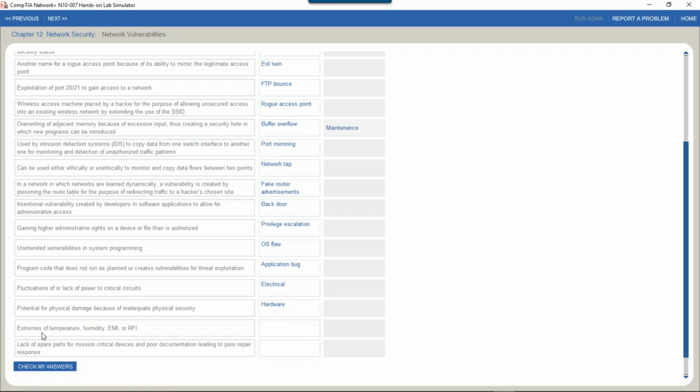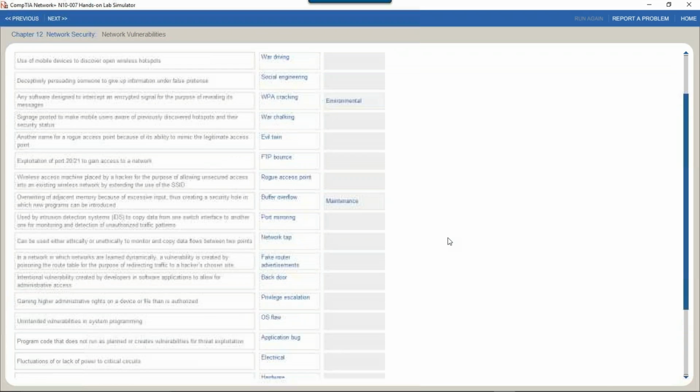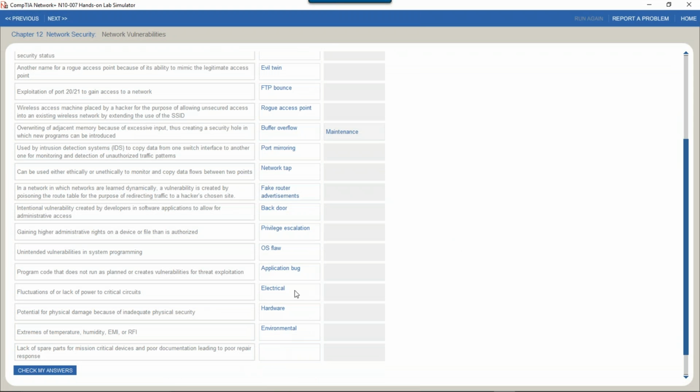Extremes of temperature, humidity, EMI, or RFI. Yeah, this to me definitely is going to be environmental. And then maintenance comes at the end to see if it fits. Lack of spare parts for mission critical devices and poor documentation leading to poor repair. Yeah, that's going to be maintenance.